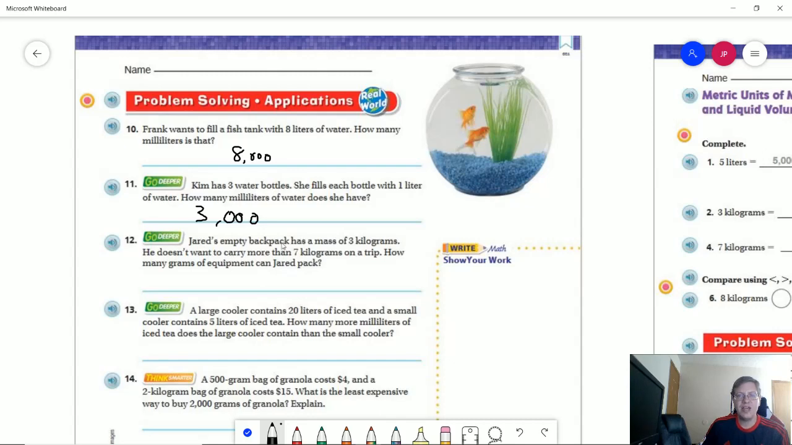Number 12, we have a mass of 3 kilograms when the backpack is empty. If we don't want to carry any more than 7 kilograms, then we need to only add 4,000 grams. So 4 kilograms would come out to 4,000 grams.